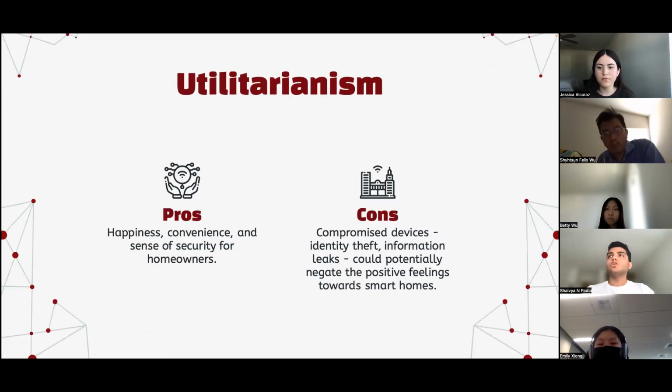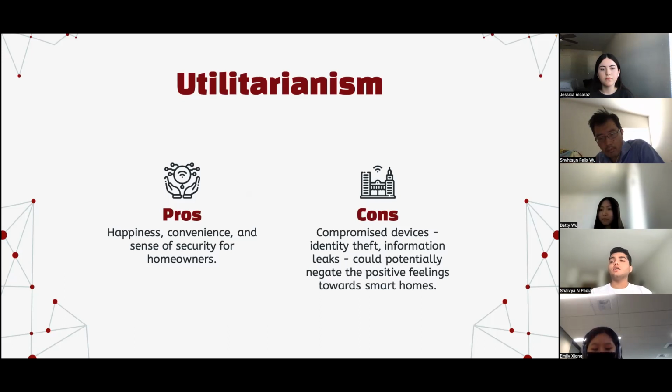So let's start with the utilitarianism standpoint. When we look from this standpoint, the pros of smart homes are that they generate happiness among the users because of their ease and convenience, and certain technologies like the camera and bells give a sense of security to homeowners, because when someone rings the bell, they know who is ringing the bell. They can see in the cameras.